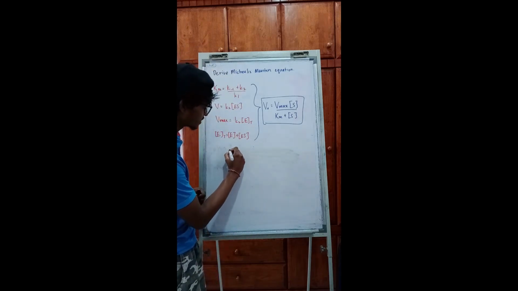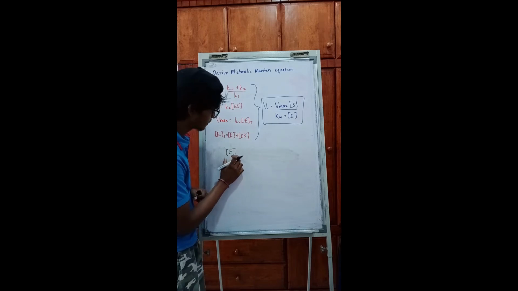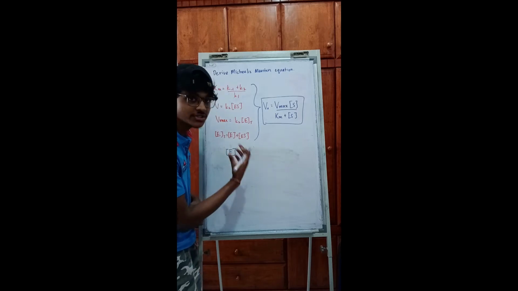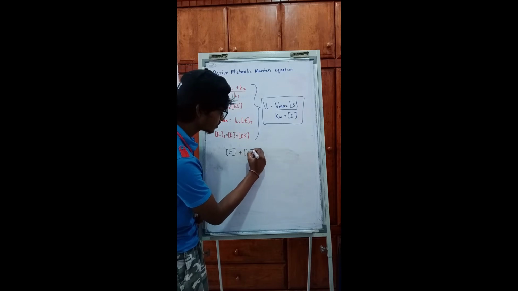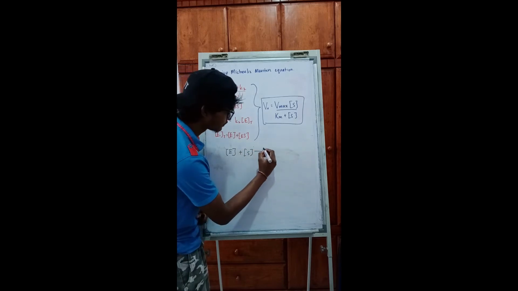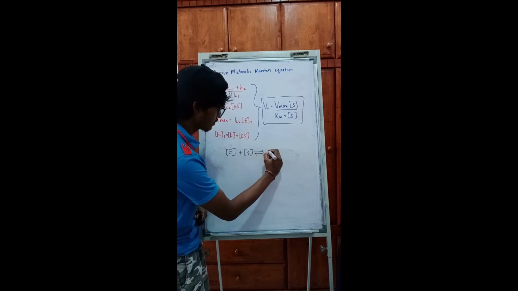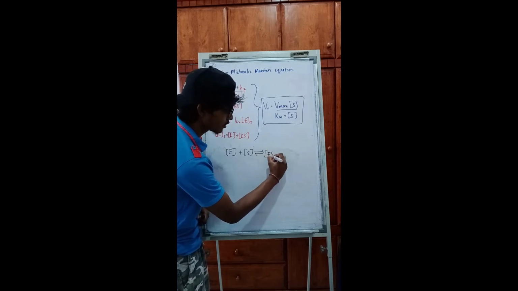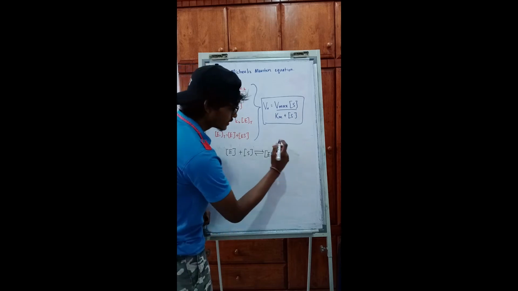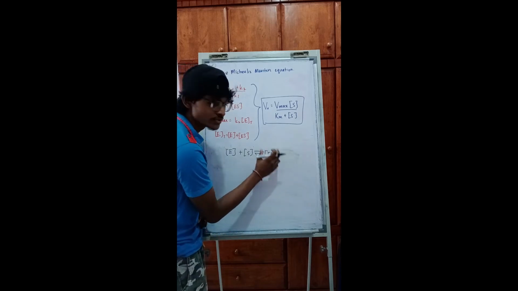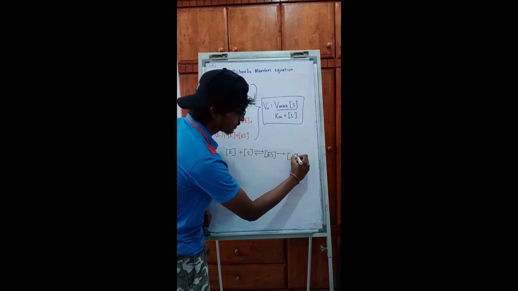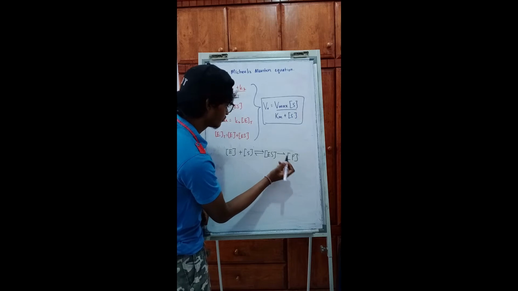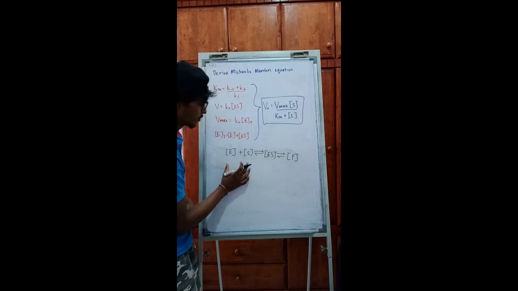First we have enzyme. This bracket indicates the concentration of the enzyme. So the concentration of enzyme reacts with the concentration of substrate and becomes enzyme substrate complex, and then this enzyme substrate complex undergoes reaction and becomes product. Okay, so this is the equation.